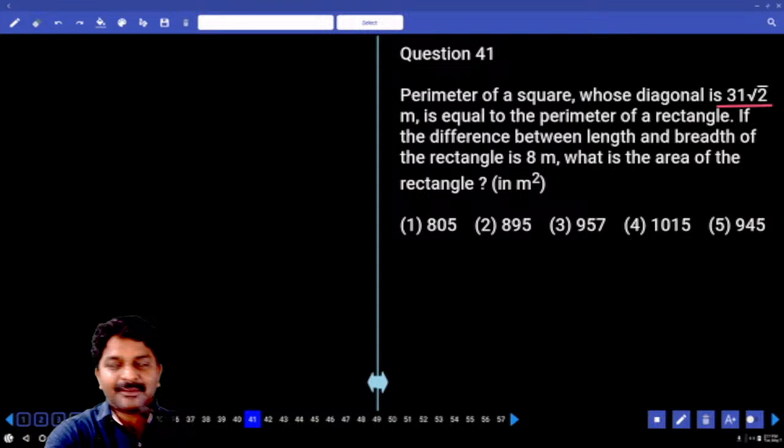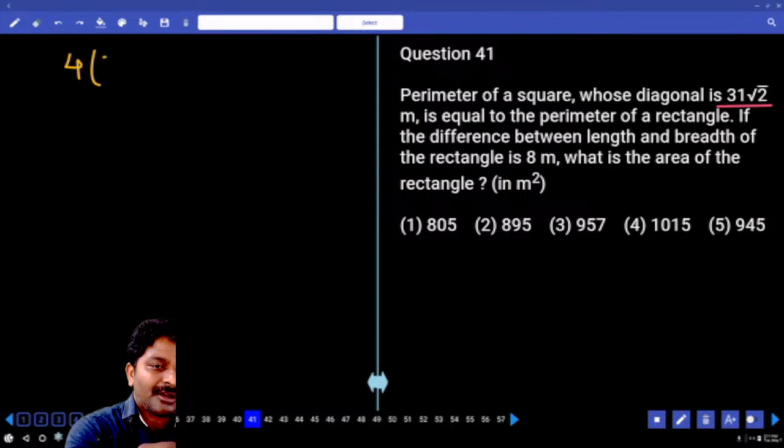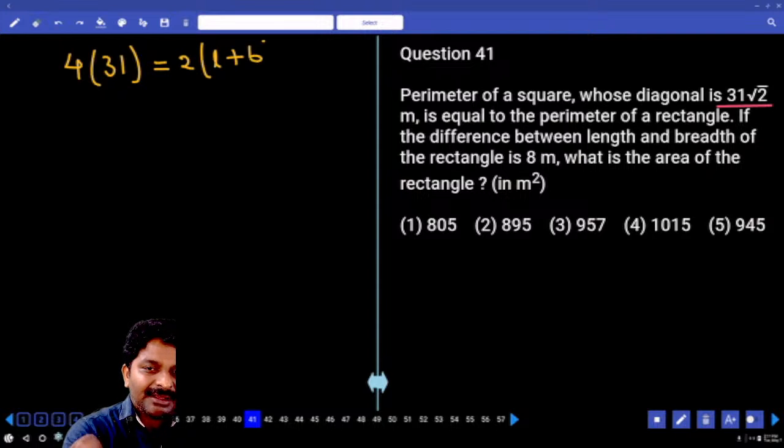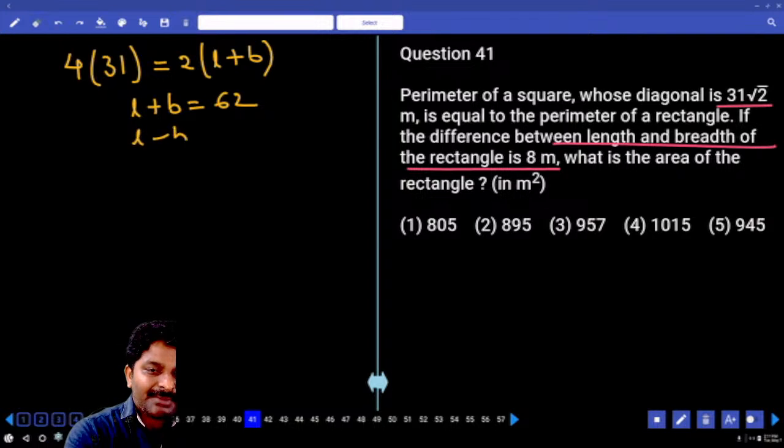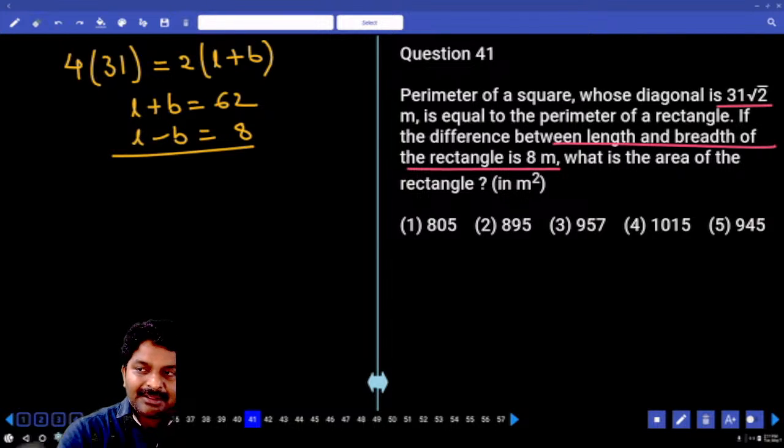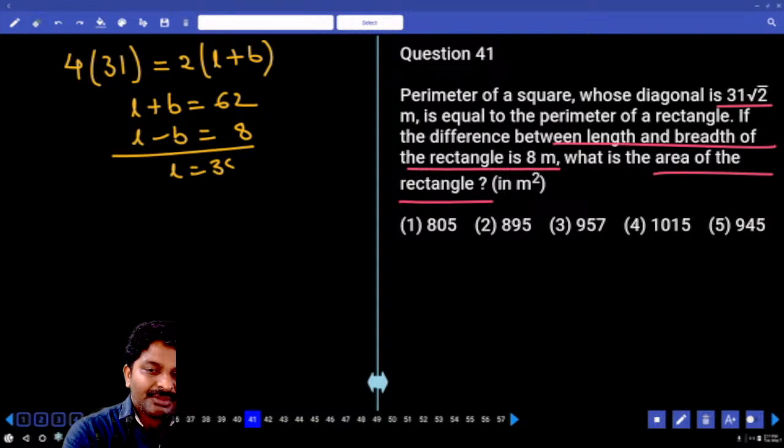Diagonal A√2 is equal to 31√2. Then A is equal to 31, so perimeter is 4 times 31, which is equal to the perimeter of the rectangle. From this, L plus B is equal to 62. Difference between length and breadth is 8, L minus B is equal to 8. Question is to identify area. Length is equal to sum divided by 2, which is 35. Breadth is obtained by subtracting 8 from it, you will get 27, and we need to calculate the product.